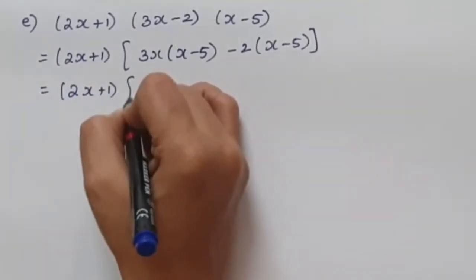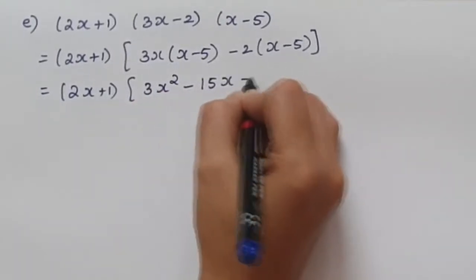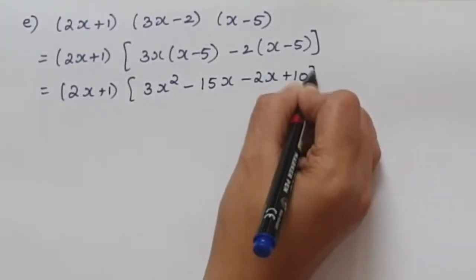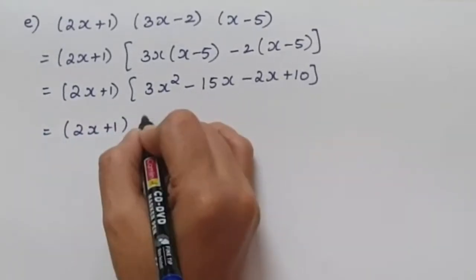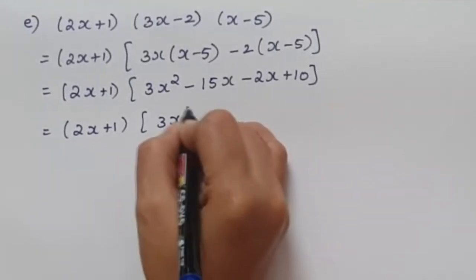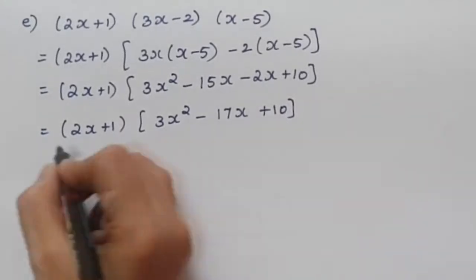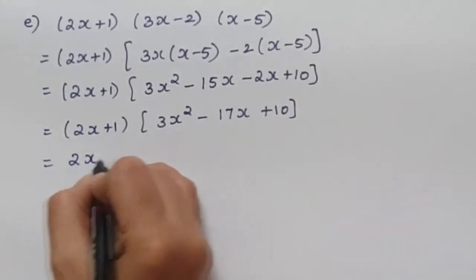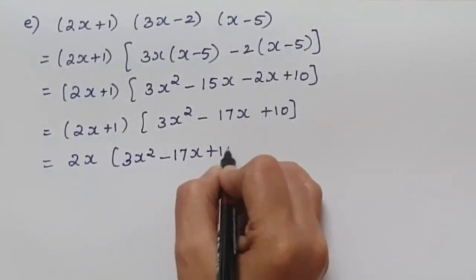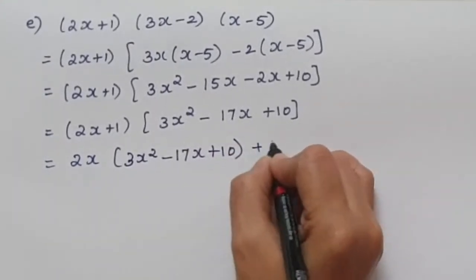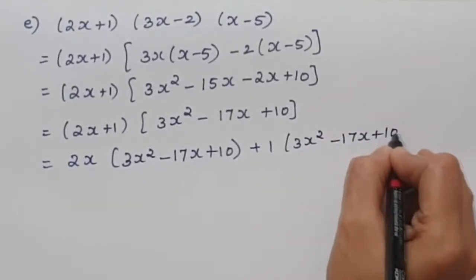So 2x plus 1. 3x into x is 3x squared minus 15x minus 2x plus 10. This one it will be 2x plus 1 into 3x squared minus 17x plus 10. Now this has to be done as 2x into 3x squared minus 17x plus 10, and then this plus 1 into 3x squared minus 17x plus 10.